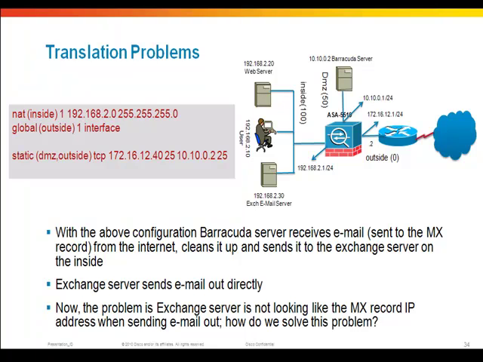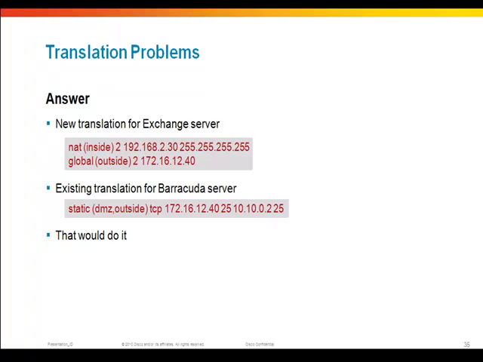Now the problem here is that the Exchange server does not look like the MX record that the customers expect. It should look like the MX record, just like the Internet MTAs deliver email to the Barracuda server. So how do we make this happen? Here's a quick, very simple fix.